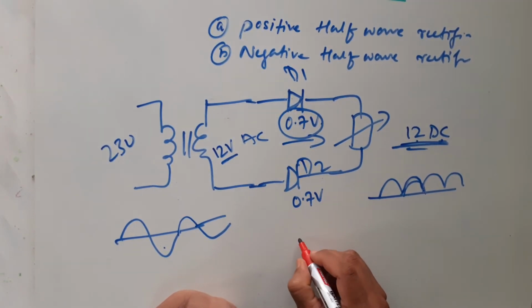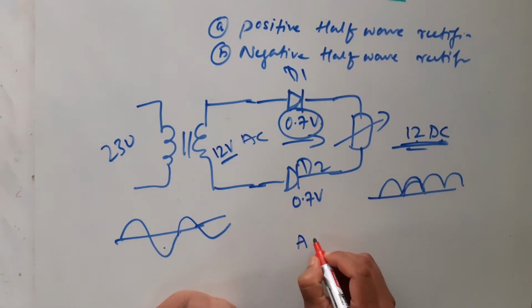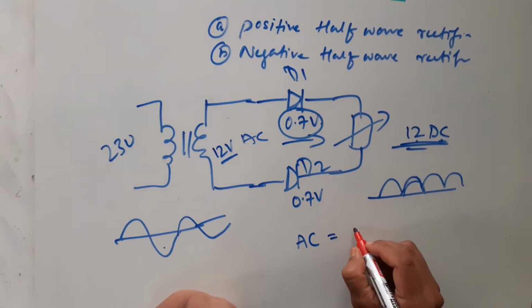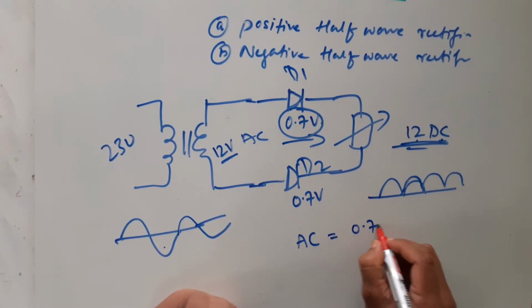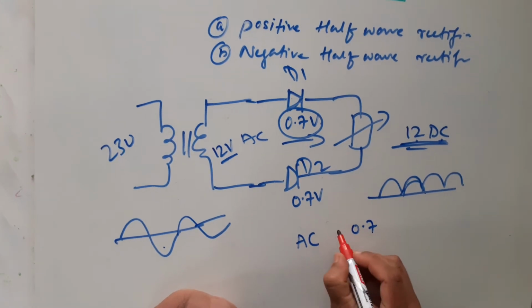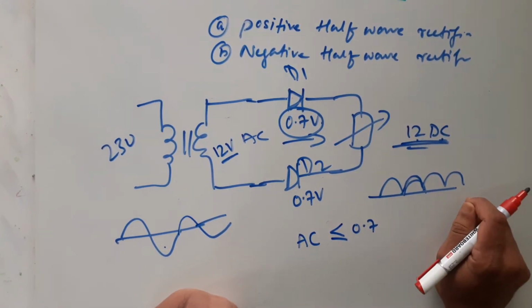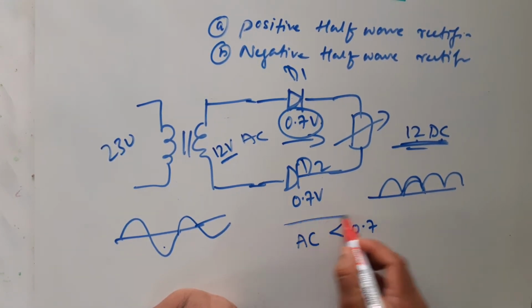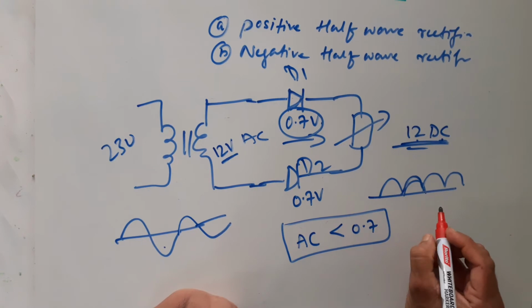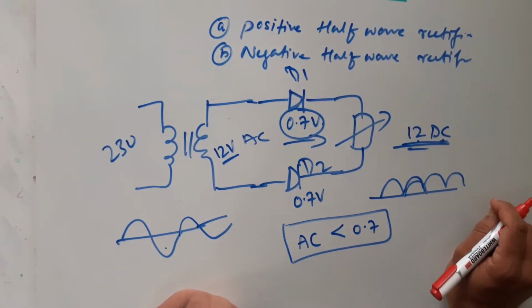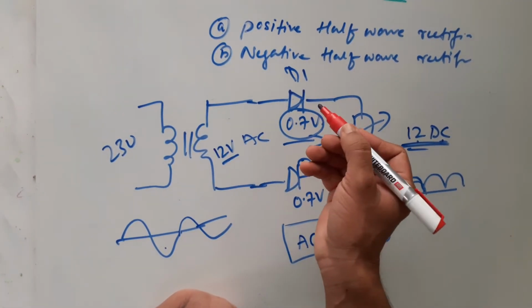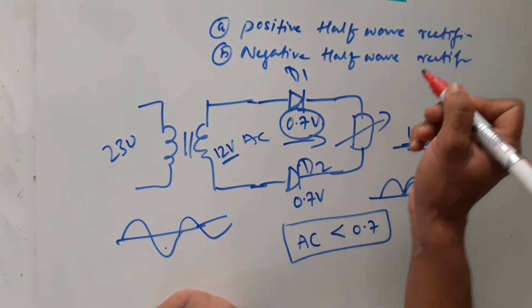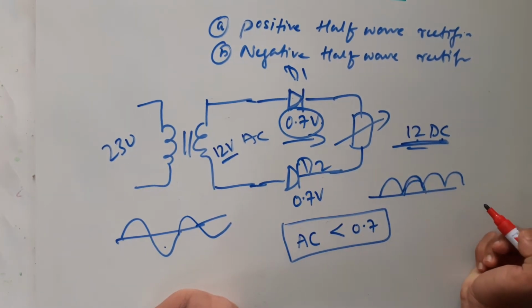I mean to ask, can you rectify an AC voltage which is less than 0.7 volt? Not possible, right? Because the diode will not start conducting. For it to start conducting in forward bias condition, a minimum of 0.7 volt is required, isn't it?